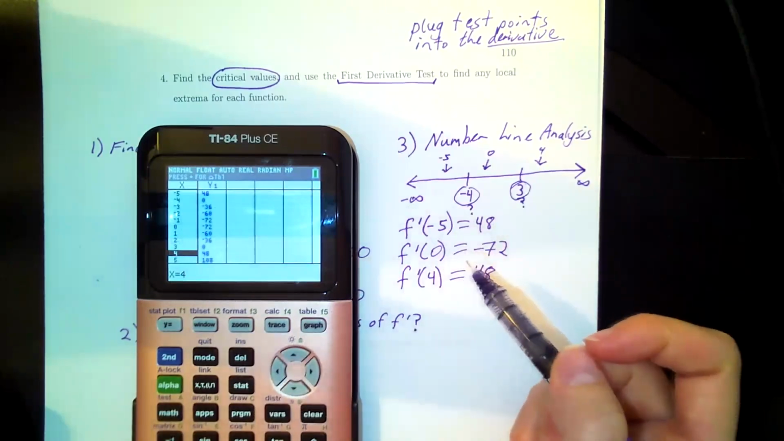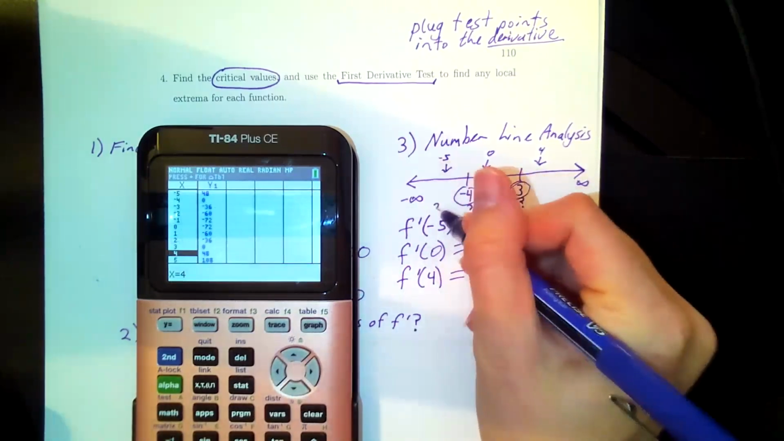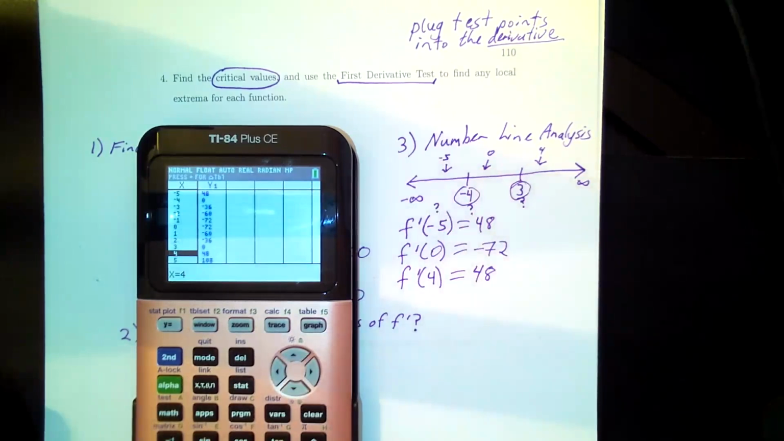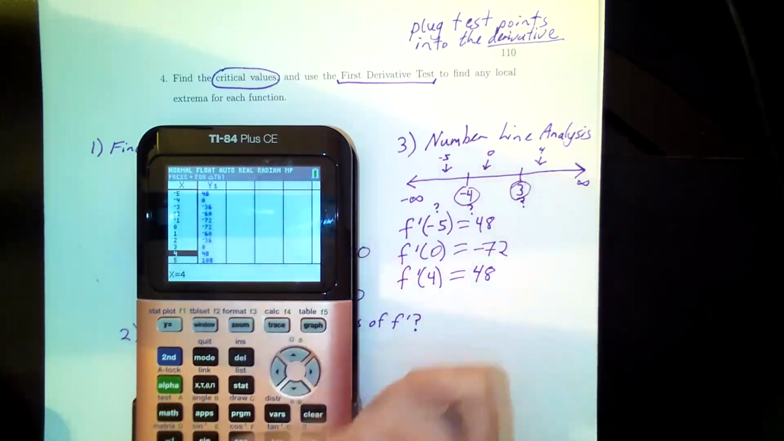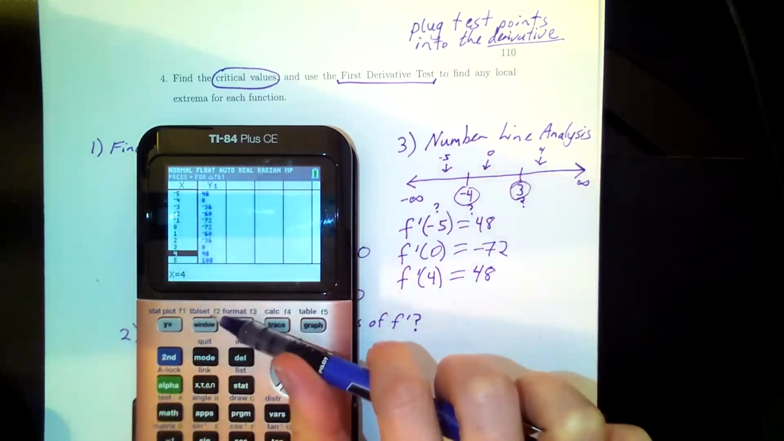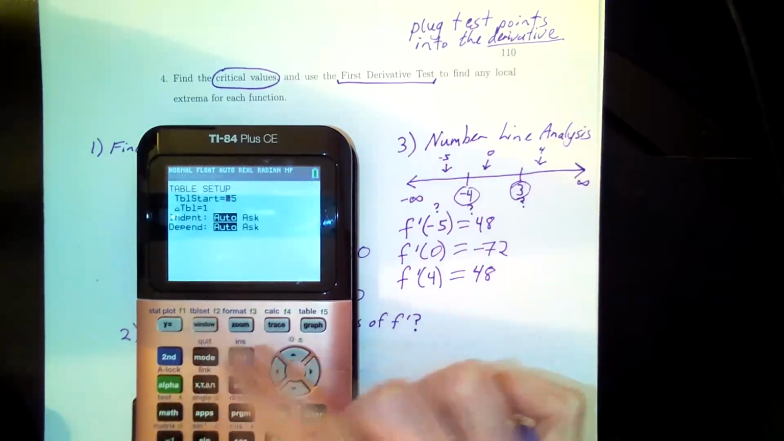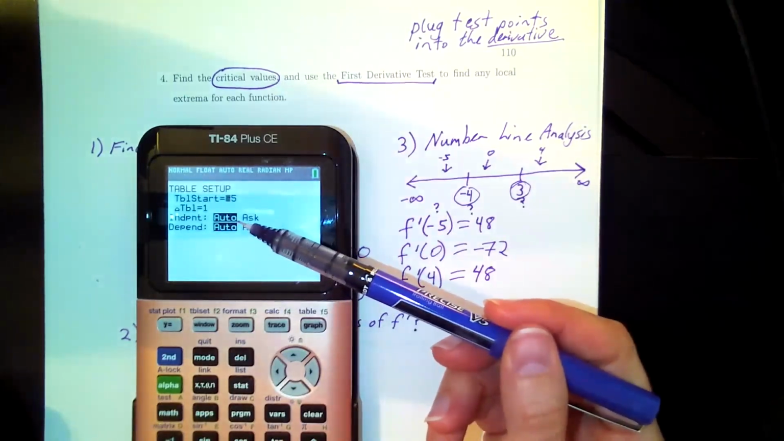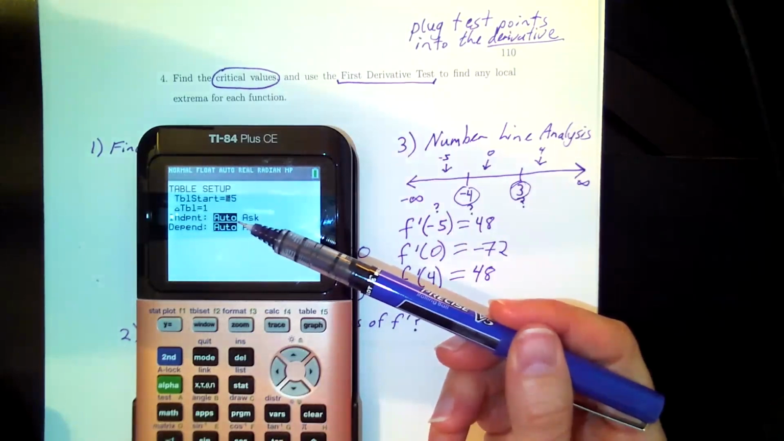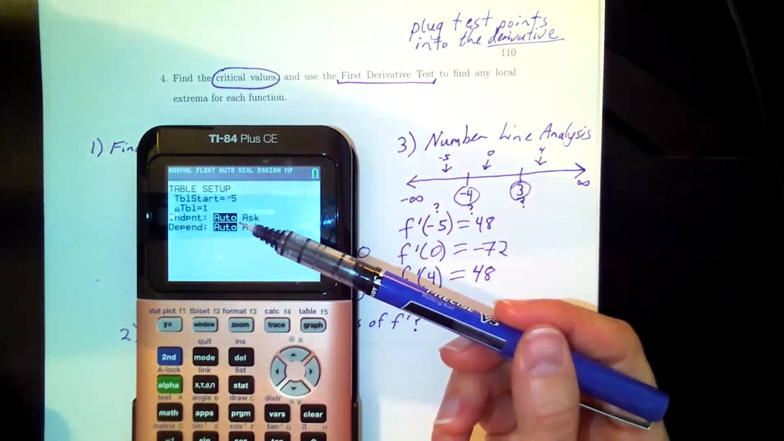But what if these weren't nice whole numbers? What if I had to punch in a decimal? Well, here's a trick that I like to use. If you go to your table set mode, which is right here, above the window key, you hit the second button, table set. Your table, the one we were just looking at, is set to auto-populate. It picks out specific values of x and puts them in the table automatically, and it cranks out the corresponding values for y in the y column.